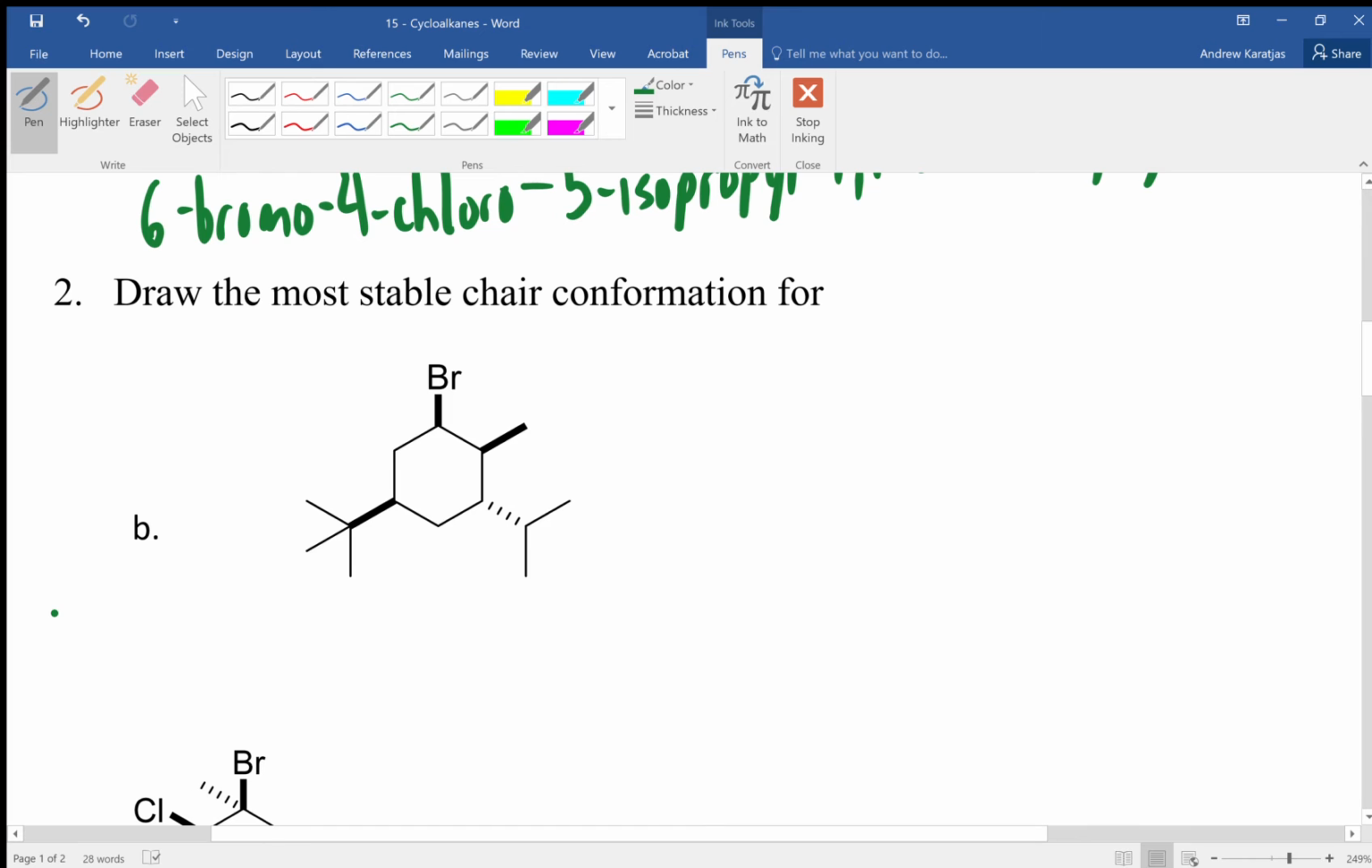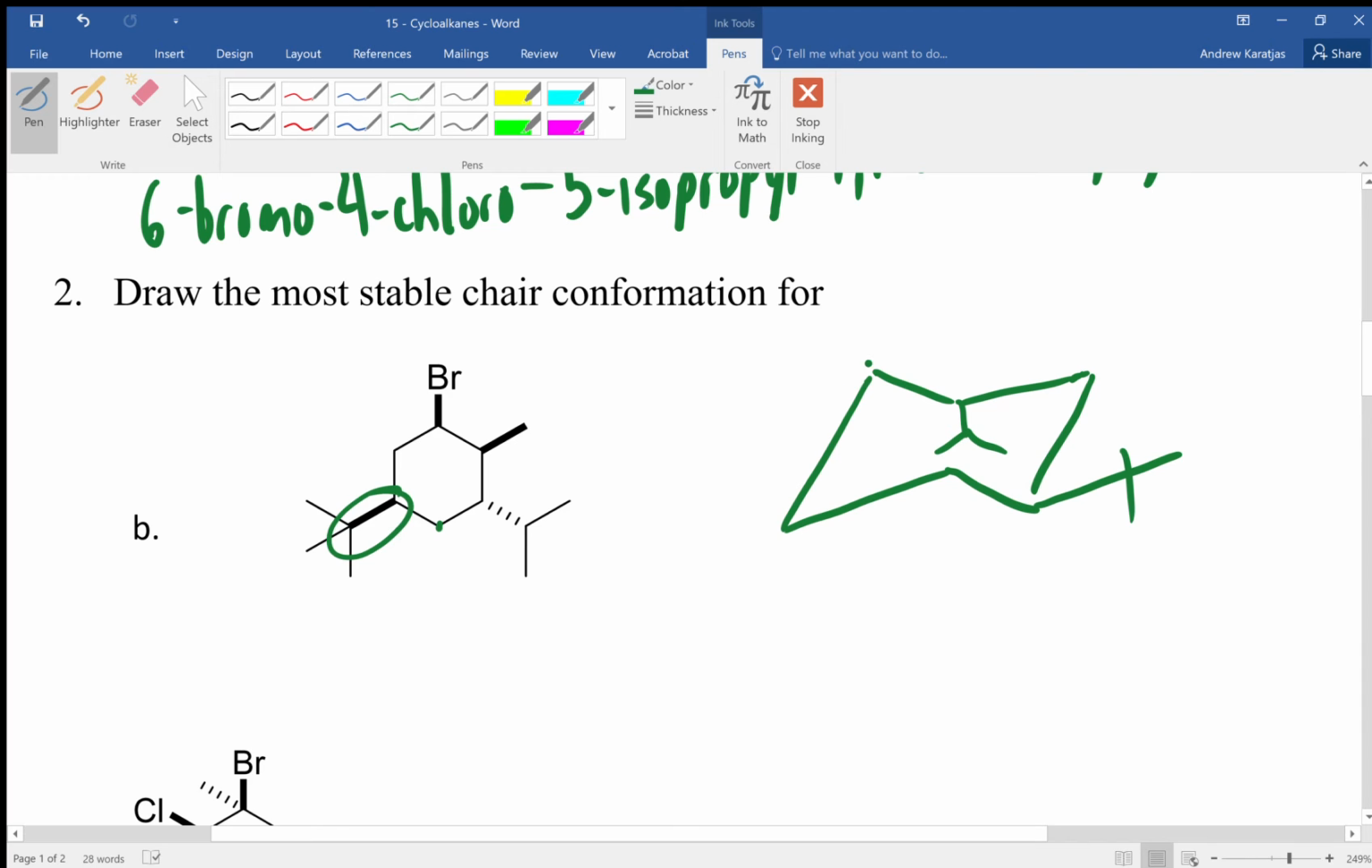So starting with our first one, the first thing that we should notice is we have a tert-butyl group. Tert-butyl groups are always equatorial. This one is pointing up, so I'm going to make it equatorial up. And then I'm just going to walk around the ring. The next carbon just has hydrogens on it. The next carbon has an isopropyl down, then methyl up, and bromine up.